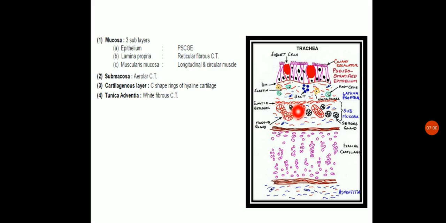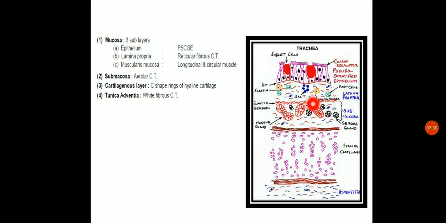This muscularis mucosa consists of longitudinal and circular muscles which are responsible for the movement of the trachea. So the mucosa is made up of 3 layers: the epithelium, having pseudo-stratified glandular and ciliated epithelium; second, the lamina propria, made up of fibrous connective tissue; and third, the muscularis mucosa, having circular and longitudinal muscles, hence causing the movement.